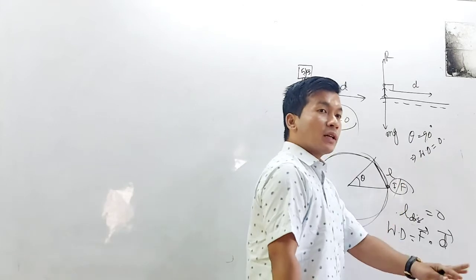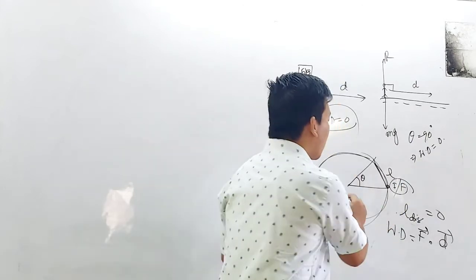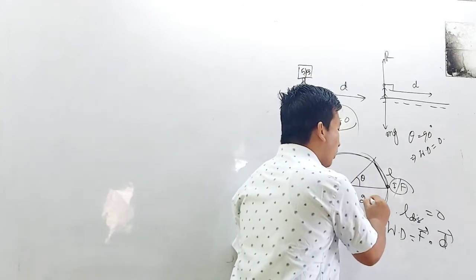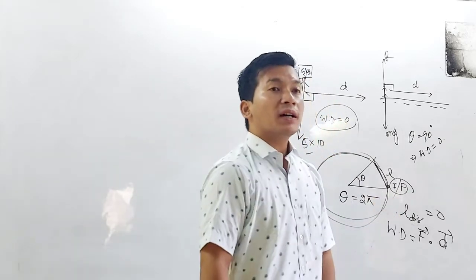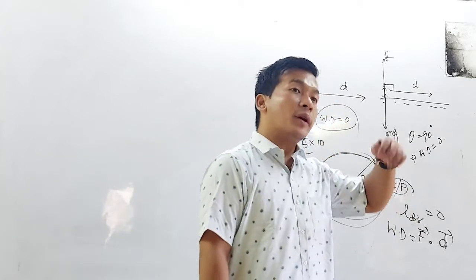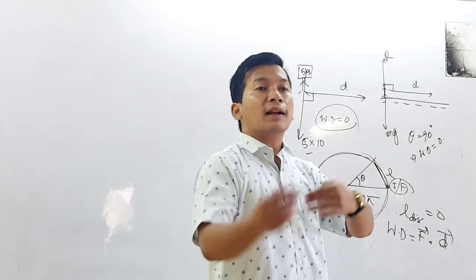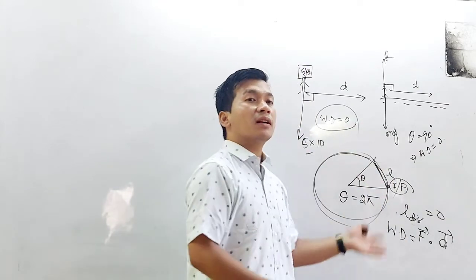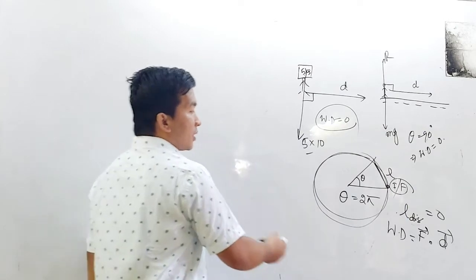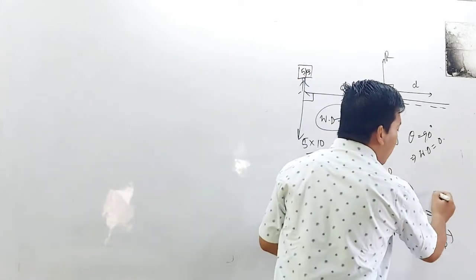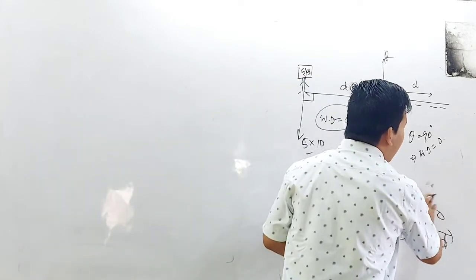So we should not consider the angular displacement. What about the angular displacement? Angular displacement will be 2 pi. This is one way of explanation or one way of understanding. What about another explanation? This is in terms of linear explanation.